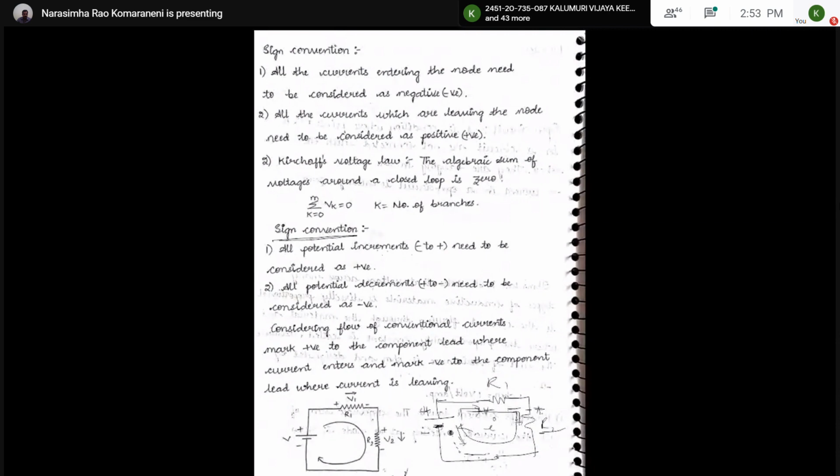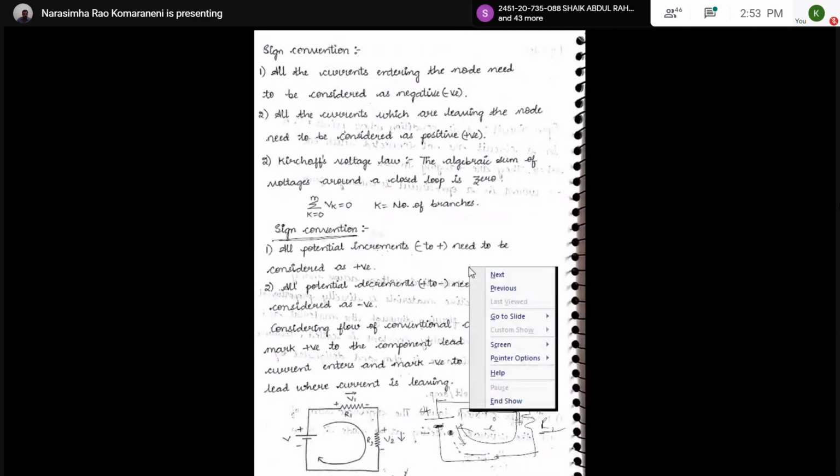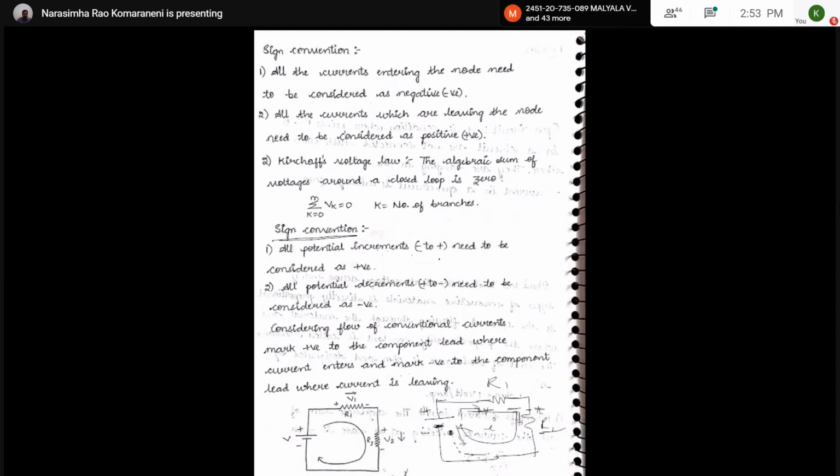What is the potential increment? Potential increment means if the conventional current is entering at the negative and leaving at the positive, we can treat it as a potential increment. For that network element, you have to consider the sign as positive. Similarly, potential decrement means if the conventional current is entering at the positive terminal and leaving at the negative terminal, for that network element you have to consider that sign as negative, right?